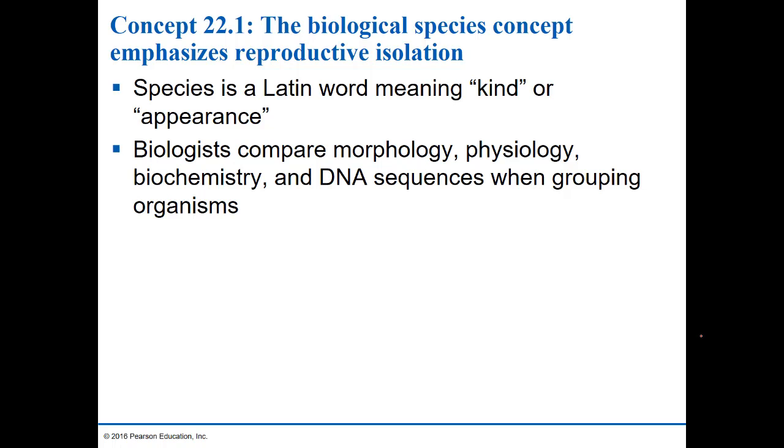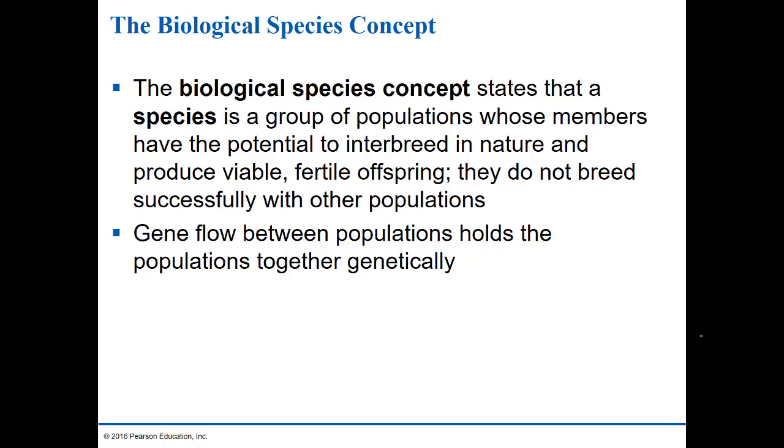So species is a Latin word that means kind or appearance, right? And we're going to really delve into this idea of the biological species concept and how it defines a species based on those individuals being reproductively isolated, separated from one another. So biologists compare morphology, which is how you look, physiology, which is kind of what's going on inside, biochemistry, also going on inside, and DNA sequences when they group organisms together. And specifically, that biological species concept looks at how you can reproduce with one another or can't in order to make different species.